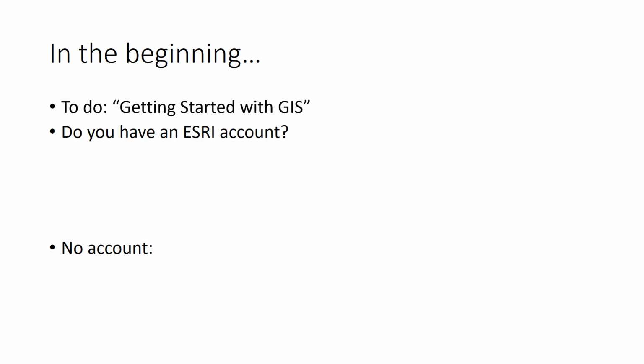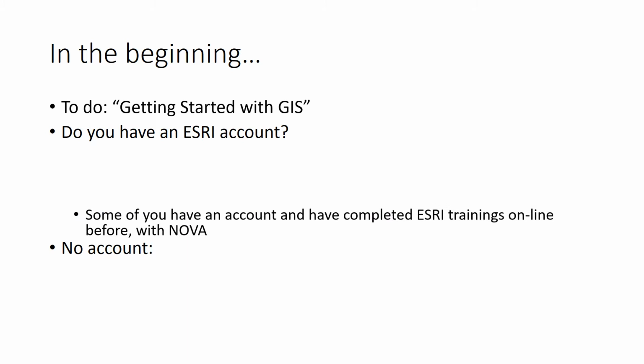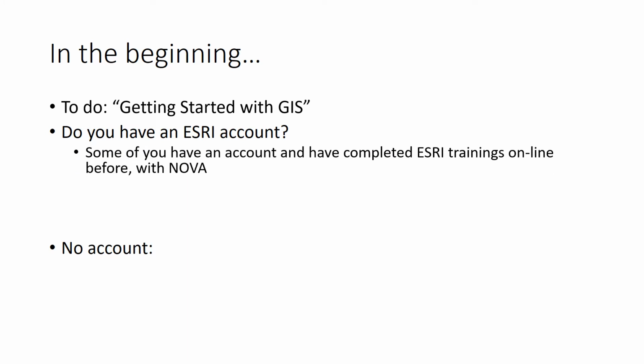So let's start off in the beginning. How does this all start? Well, if you're in GIS 200, the first one is getting started with GIS, so we'll sort of pretend and talk a little bit about that. The first question is, do you have an ESRI account? If you have one, then you're in pretty good shape, maybe, because some of you have an account and have completed ESRI trainings online before with NOVA, and so that's good. These accounts will work. Your records will be in place, and you can continue to add to your certifications.